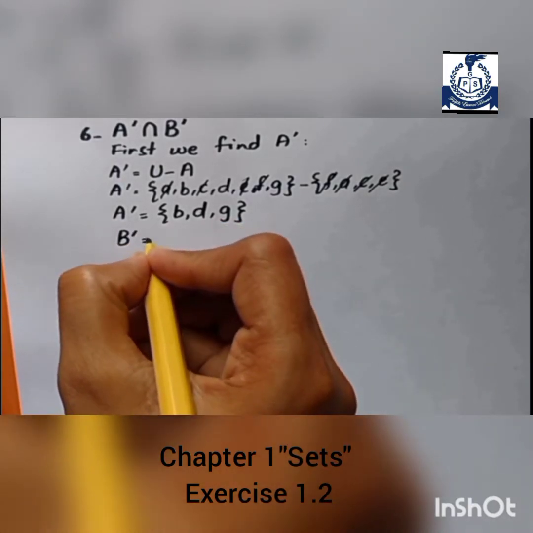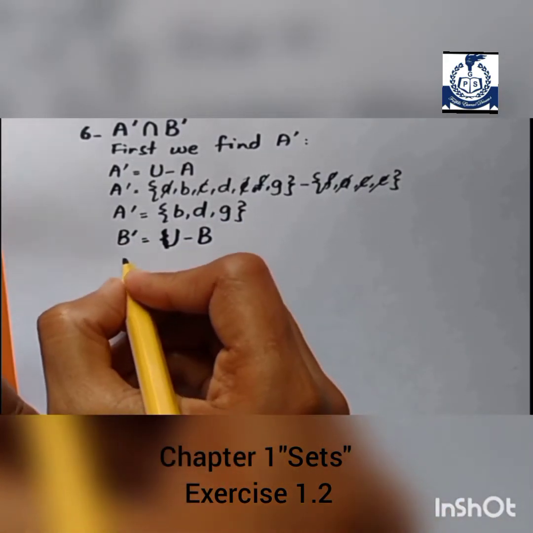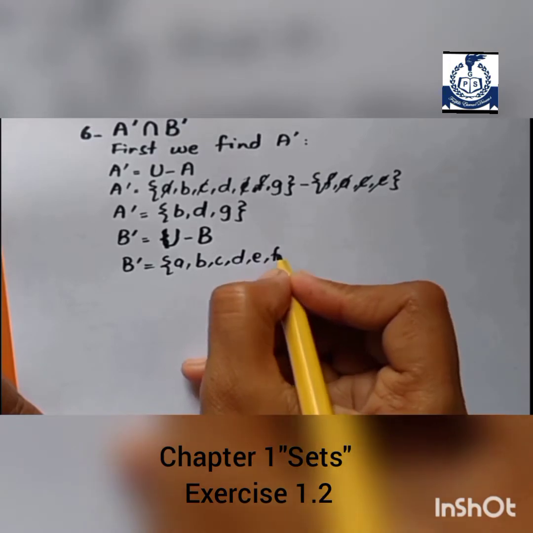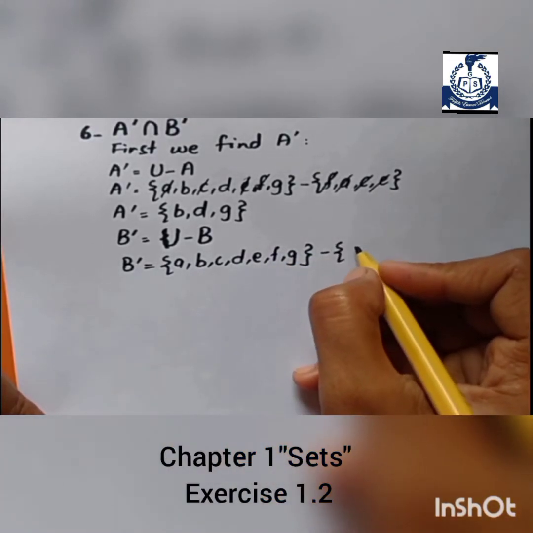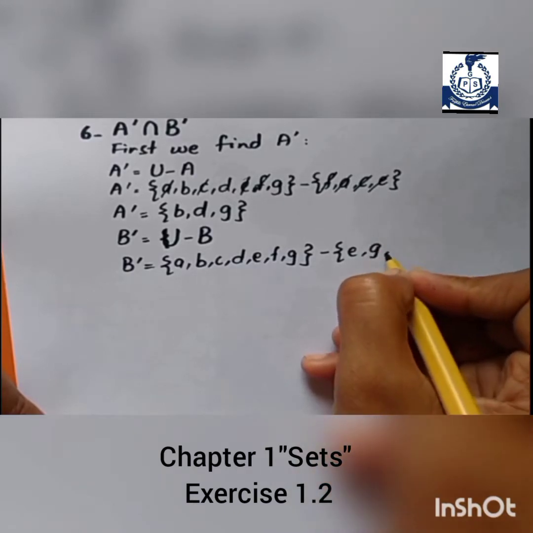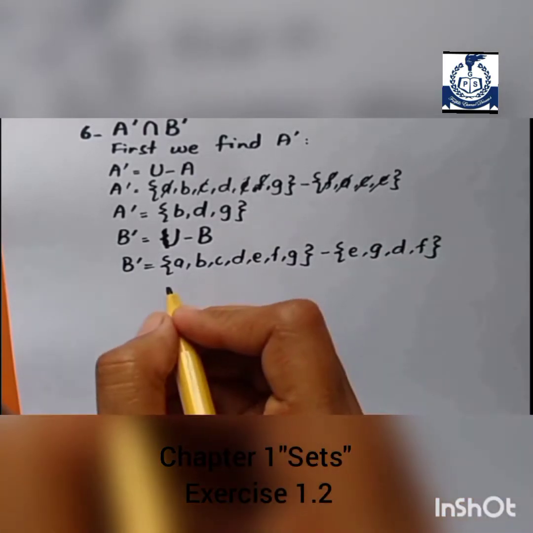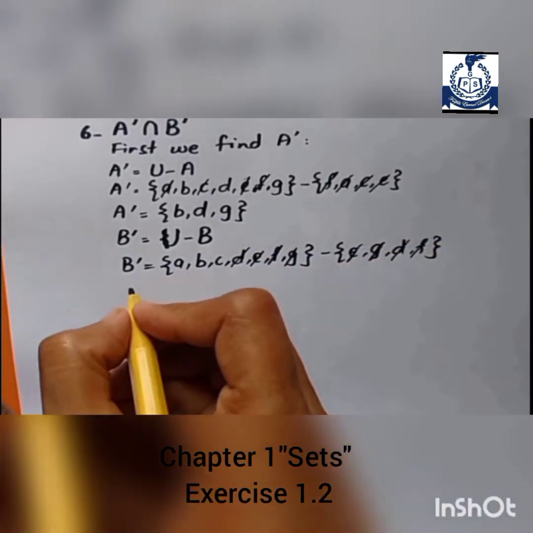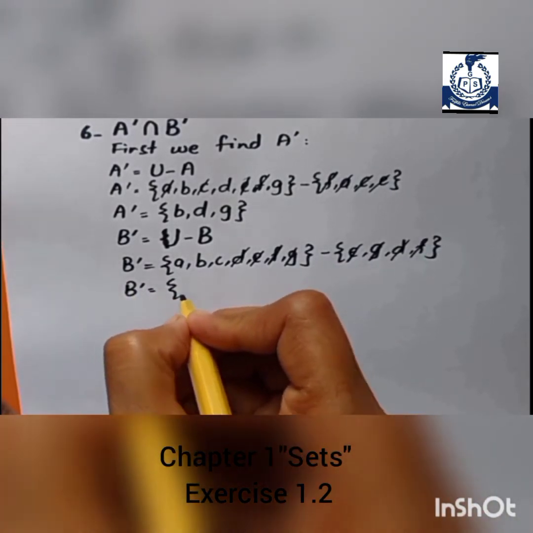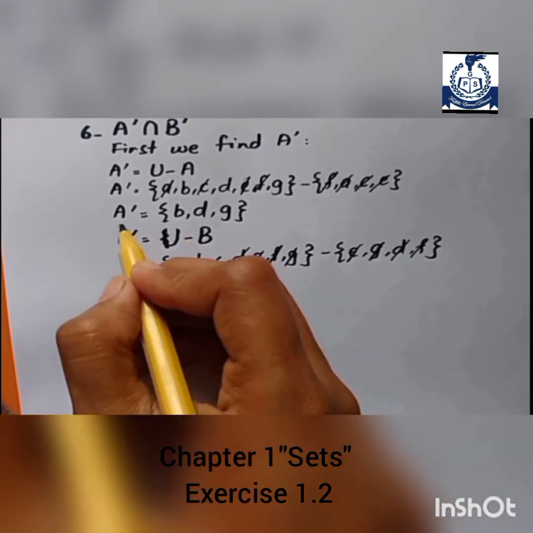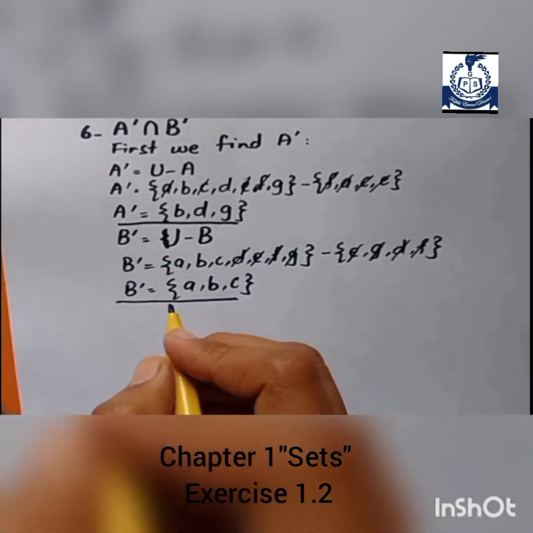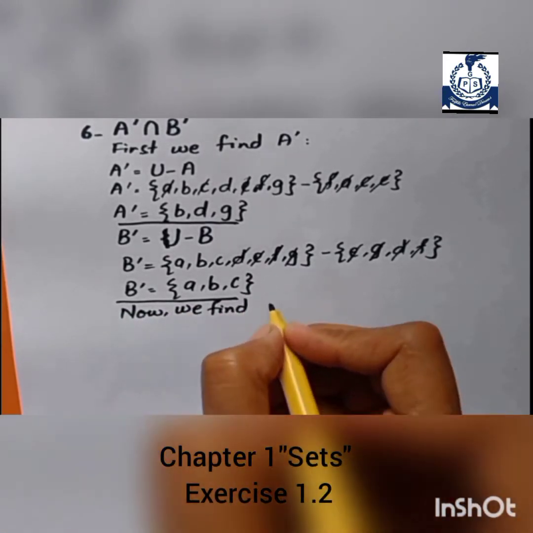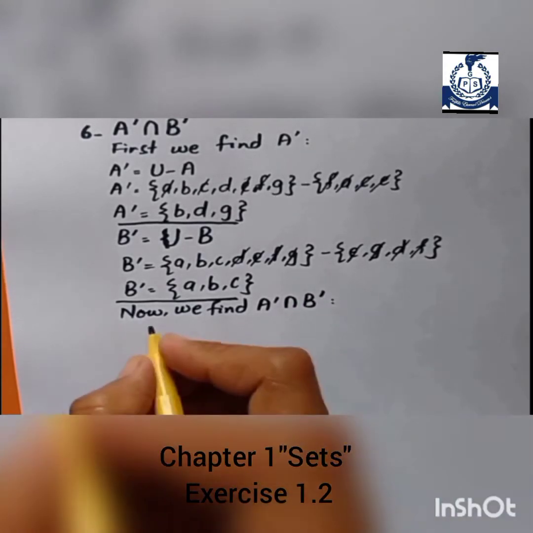Then we find the B complement, universal set minus B. B complement is equal to, in a place of universal set, we write the elements of universal set A, B, C, D, E, F, G, minus sign, B, E, G, D, F. B complement is equal to, we cancel out the same elements. So remaining elements are A, B, C. Okay, we find out the A complement, B complement. In the last, now we find A complement intersection B complement.